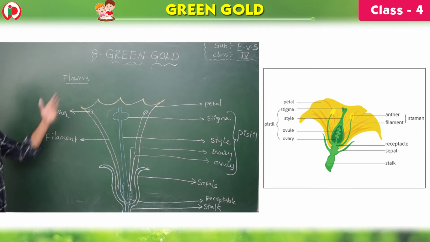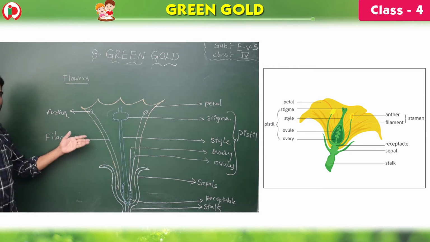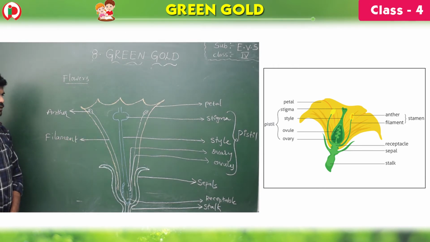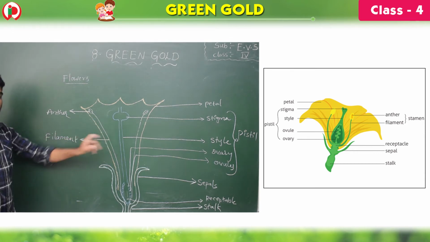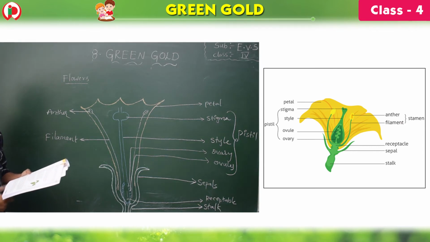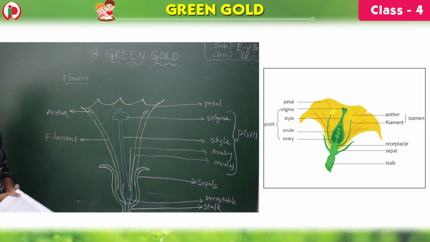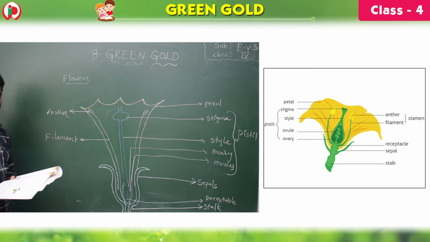Children, now flower. Children, we have a structure of datura flower on the board. So, datura flower is an example of a bisexual flower. Bisexual means if you observe, both male and female parts are present in the same flower, children. So, flowers are the part of a plant that is responsible for making the food. Am I right or wrong? Yes.